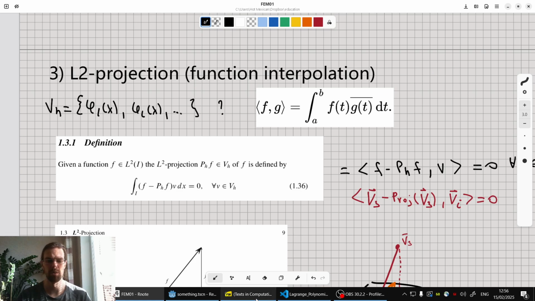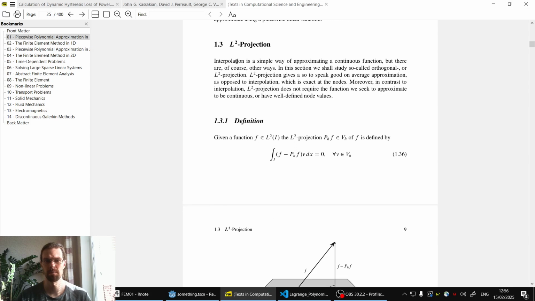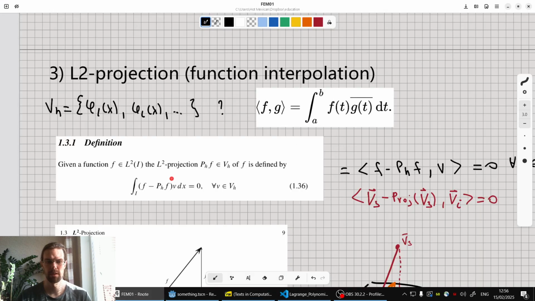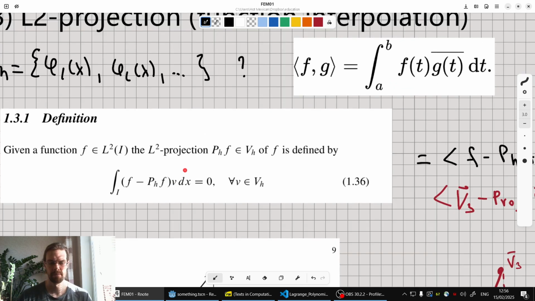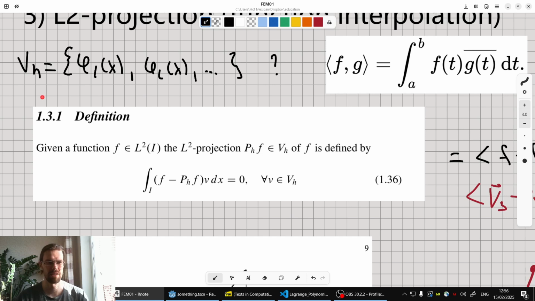And so in the book, the definition of L2 projection is the following. If I were seeing it for the first time, I wouldn't understand anything completely.